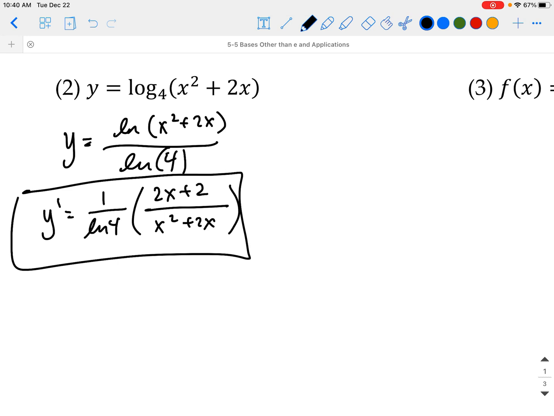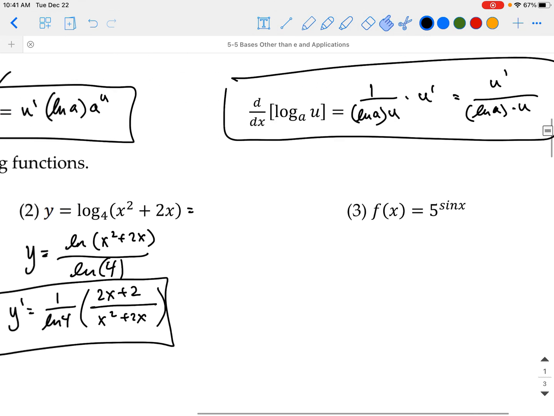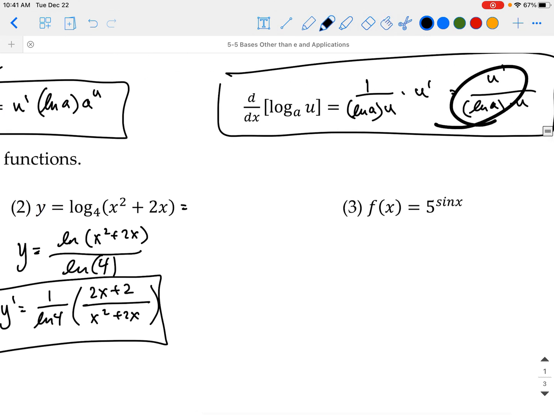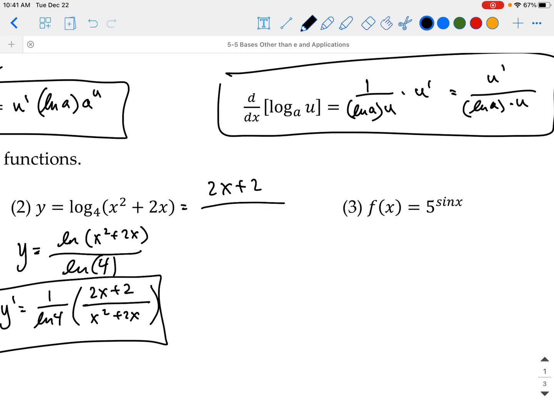But you could also have just written this as the derivative of u, similar to what we had up here. The derivative of u over the natural log of a times u, which is exactly what we have here. So we could just go directly to 2x plus 2 over the natural log of 4 times x squared plus 2x.